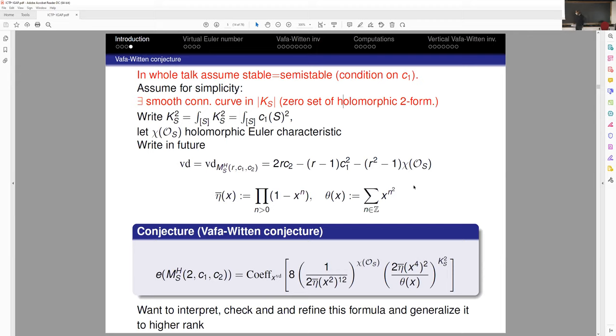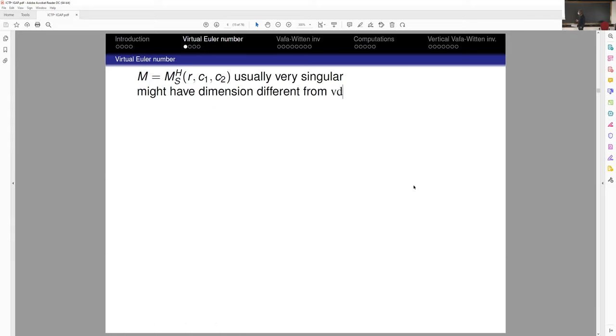and whether it is indeed true. And we also want to look at refinements of this formula, not in this lecture, but later. So instead of the Euler number, a finer topological invariant, and we want to generalize it to higher rank, so not just rank one. So first, I want to say how I want to interpret this formula.